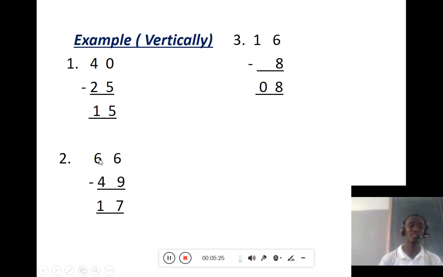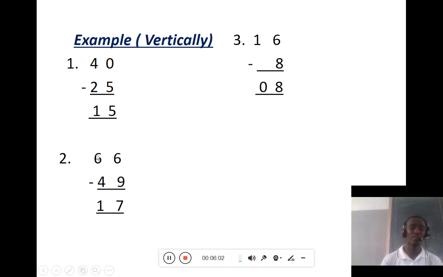Example 2 is 66 minus 49. 66 minus 49. We start with the number of ones. The number of ones here is 6 and 9. So you have to take 6 minus 9, which is impossible. So you have to borrow 1. In the tens 6, you remain with 5. So here it will be 16 minus 9. You draw 16 balls, then you cut 9. Draw 16 balls, then you cut 9. Okay, good. I think you get the answer, which is 7.